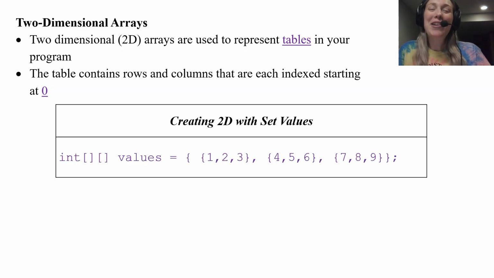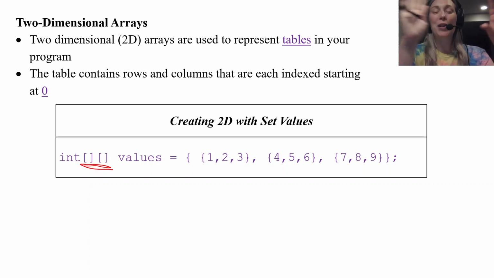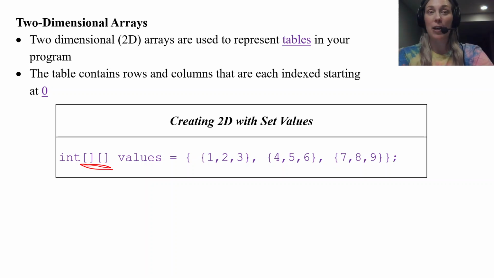So how we create 2D arrays is very similar to how we create one-dimensional arrays. Here is our example of creating 2D arrays with set values. You can see here we have two open-closed brackets instead of just one set of open-closed brackets like a one-dimensional array. Now we're going to have two. This is for a 2D array with integer values, that's why we have the int there in front. Our reference is going to be values.